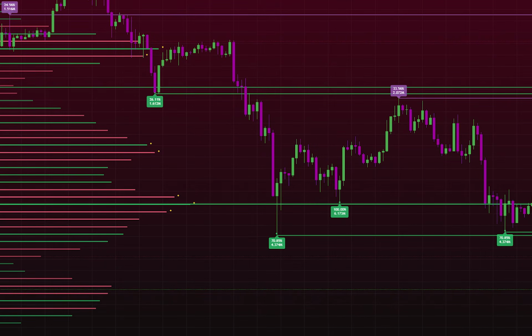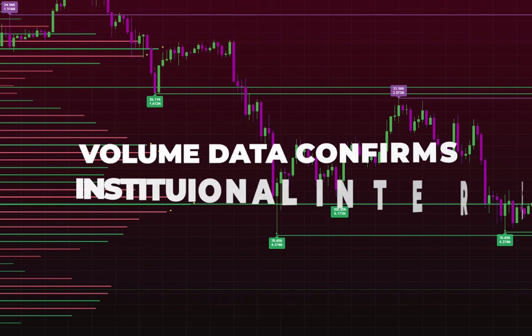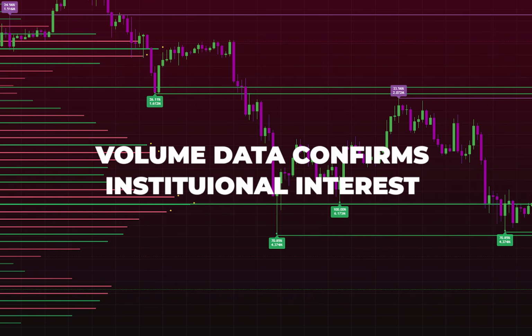The profile also highlights high volume nodes automatically with yellow diamonds. These HVNs mark your exact entry zones, the precise levels where the most trading occurred. For example, here, an HVN is placed at this support level. This is where we enter. Price comes down and bounces perfectly off it, giving us the perfect long entry with minimal drawdown. We're not guessing where to enter. We're placing orders where volume data confirms institutional interest.